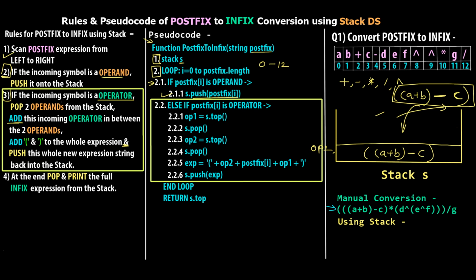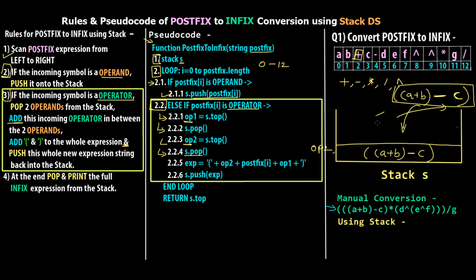But this is rule number 3, and for rule number 3 we have the 2.2 statement which says else if postfix of I is an operator, that is, if the symbol that we are scanning is an operator, we first say op1 is equal to s.top. We then say s.pop, so we pop out that particular operand which is stored in op1. Then we say op2 is equal to again the top of the stack, and then we remove that top of the stack. And lastly we create this expression exp, which says opening bracket, plus op2, plus postfix of I, plus op1. The reason why we say op2 first and then op1 is because the stack operates in last in first out.